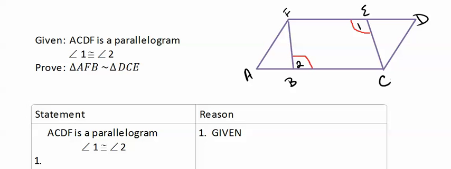Now, if you see the angle 1 and angle 2, they're part of a straight line. So what we can first say is that angle ABF is supplementary to angle 2, and angle DEC is supplementary to angle 1. And because they're both supplementary to congruent angles, we can then say that those two angles are congruent.